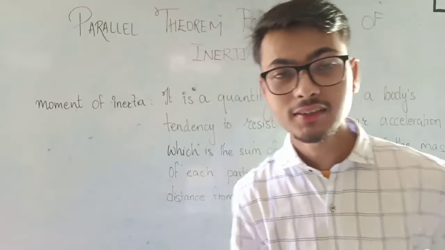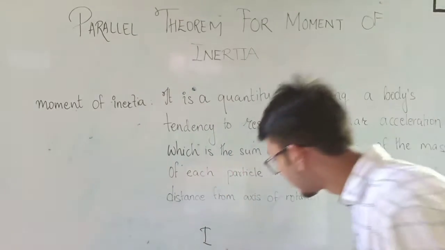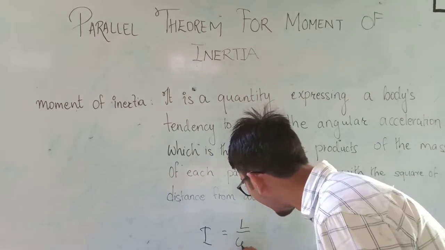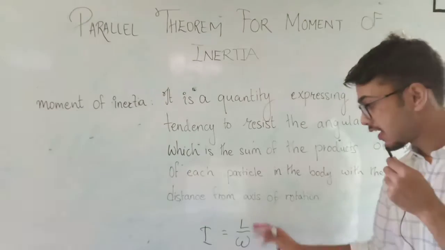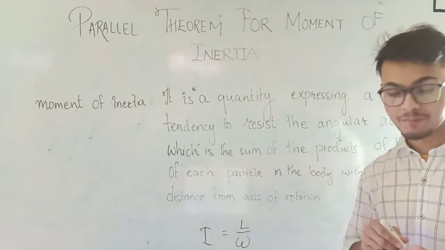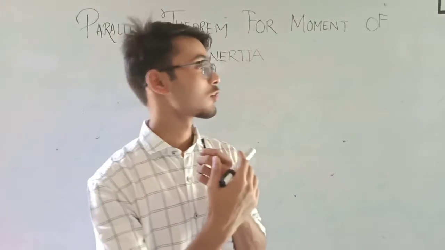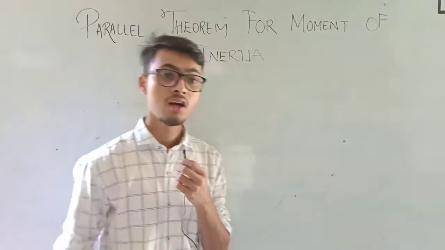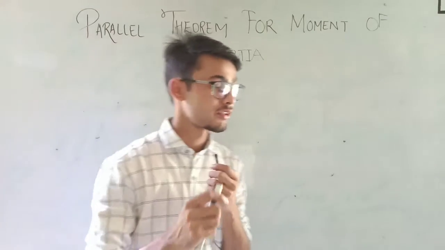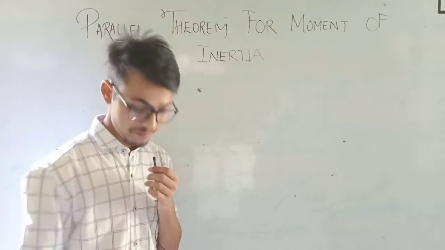In simpler terms we can say the moment of inertia is equal to L by omega, where I is the moment of inertia, L is the angular momentum, and omega is the angular velocity. So let's move to our main topic, the parallel theorem for moment of inertia, also known as the Huygens-Steiner theorem, named after Sir Christian Huygens and Sir Jacob Steiner. This is also known as Steiner's theorem only.